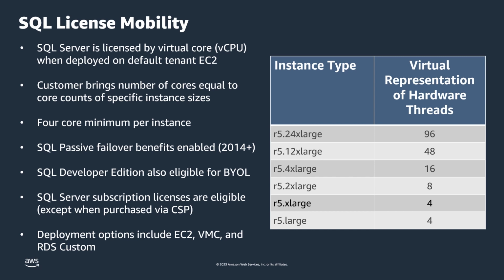Now, some of you may know that R5 large only has 2 vCPUs. The reason our website will show 4 is there is a 4-core minimum. So a customer will always have to bring at least 4 cores of SQL Server to cover an instance.